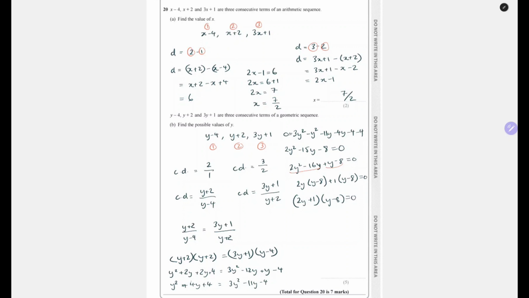So we know either this term here is equal to 0 or this term here is equal to 0. So if we say that 2y plus 1 is equal to 0, 2y is equal to minus 1, and so y is equal to minus a half, or y minus 8 is equal to 0, and therefore y is equal to 8. And so our two values are y is equal to minus 1/2 or y is equal to 8.